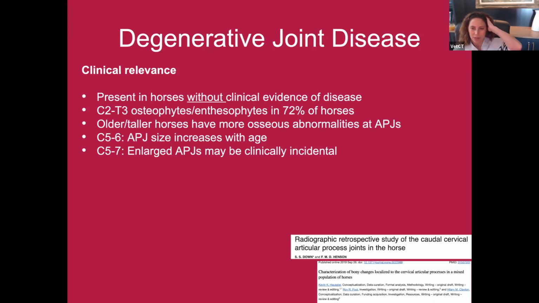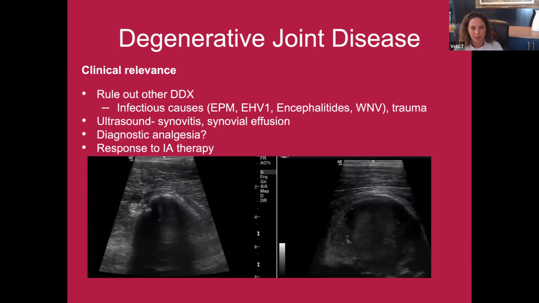And these were not horses that were necessarily clinical. They were just kind of a random population of horses. So pretty high prevalence there. We do know that older and taller horses are more likely to have osseous abnormalities at their articular process joints. It doesn't necessarily mean that they're going to be clinical for it, and that it's normal for the C5-6 articular process joint size to increase as horses age. And finally, that enlarged articular process joints can be absolutely clinically incidental in the caudal cervical spine, which is where we see the most, C5 to 7.